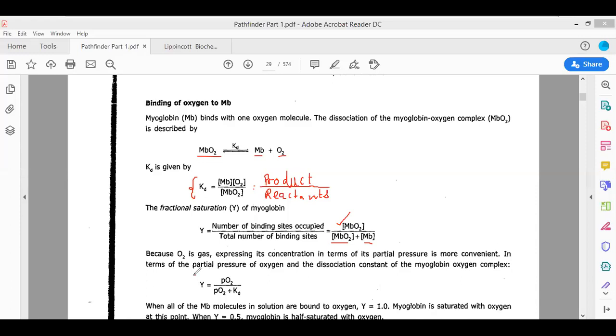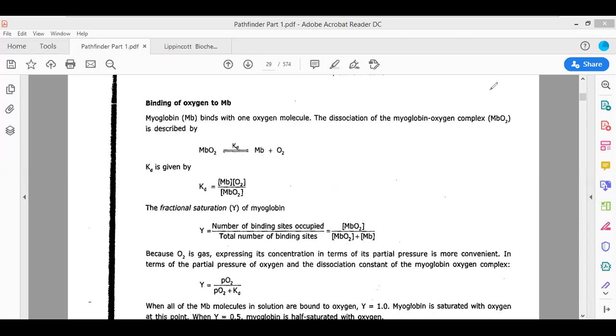So here we can calculate the percentage saturation using Y. Percentage saturation, Y, is equal to the partial pressure of oxygen divided by the partial pressure of oxygen plus the dissociation constant, in which the oxymyoglobin has been dissociated into myoglobin and oxygen, divided by oxymyoglobin. So this formula will lead to an equation. When we take log on both sides, it will lead to the formation of an equation, and that is referred to as the Hill's equation. Now Hill's equation will be produced.